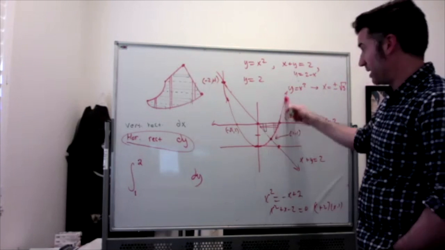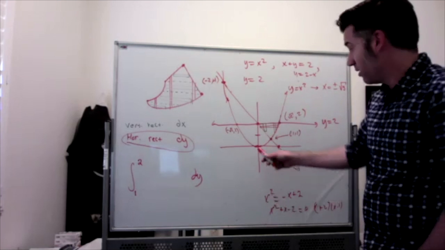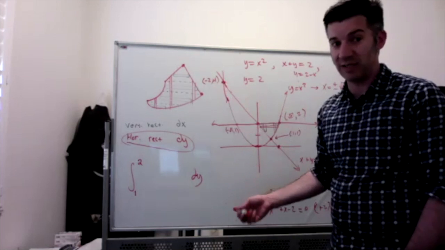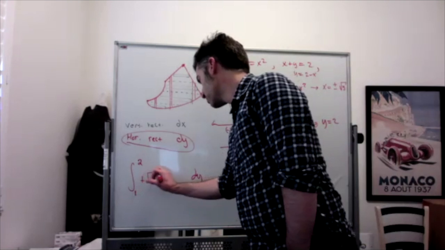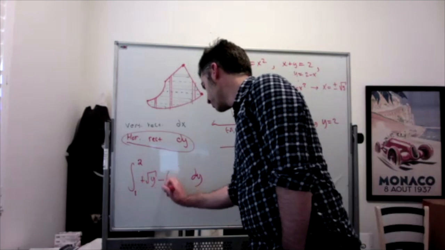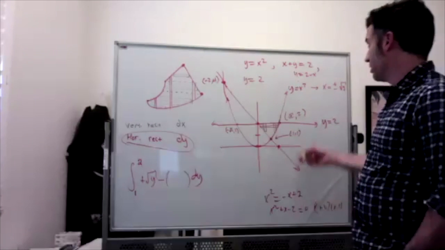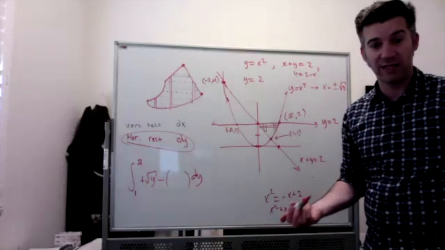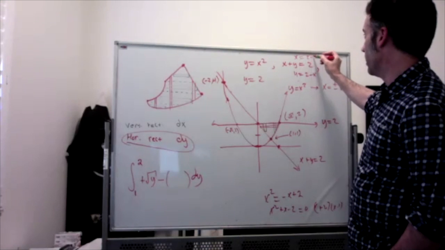This right side is x equal to the positive square root of y, where x is positive. This left side, where x is negative, is x equal to the negative square root of y. This line, this left boundary, x plus y equals 2. If we solve for x as a function of y, we get x equal to 2 minus y.